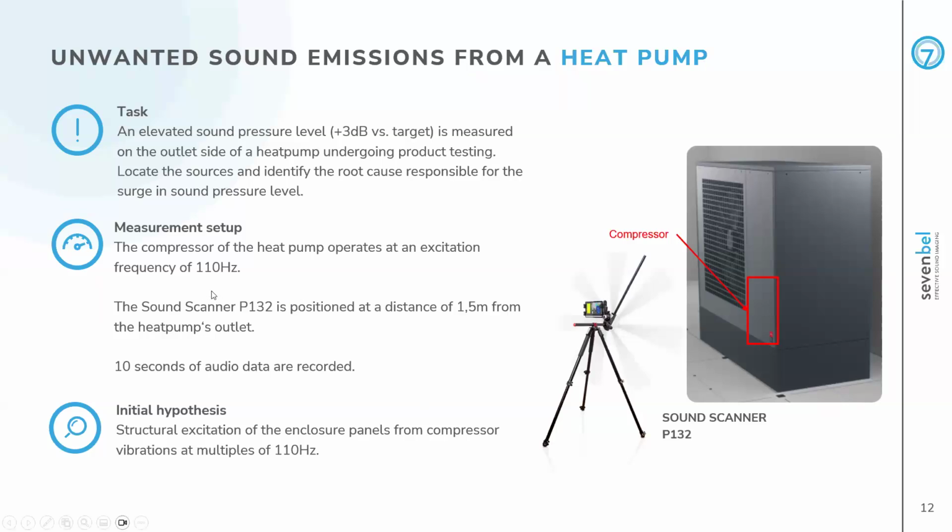The compressor of this unit is operating at an excitation frequency of 110 Hertz, which is quite typical. A Soundscanner P132 is positioned at 1.5 meters from the unit, and we simply take a 10-second recording to start understanding the characteristics of the noise that this unit produces. The initial hypothesis, because there is always something that we go off of, is that the compressor is making the noise, and this noise is being transmitted to the case panel, and that's the final radiator.